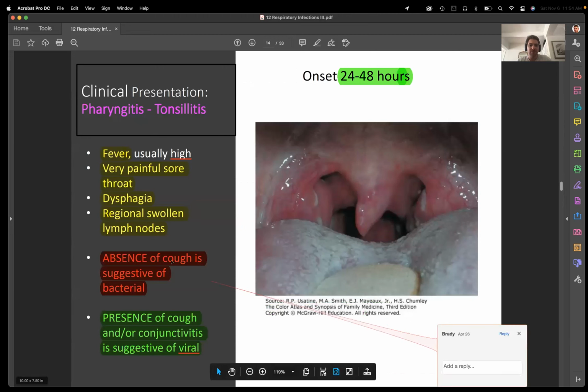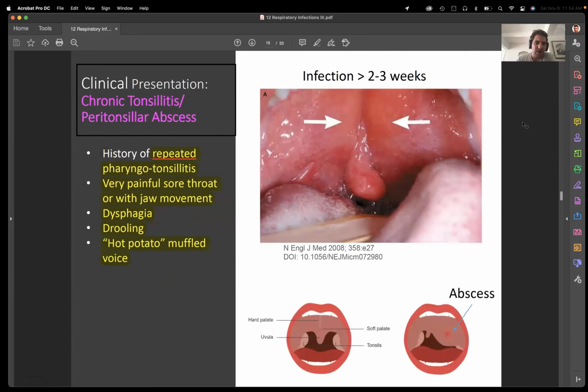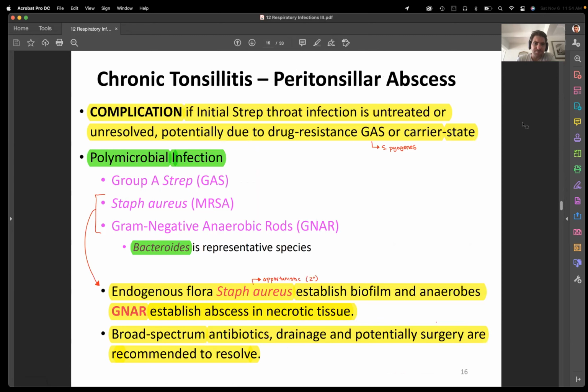Absence of a cough is suggestive of bacterial, okay? So if there's a cough, you could think of a viral infection. The reason they put these in the stems of the question is because you're going to see so many patients with this. So these are the things that are going to help you differentiate. All right, chronic tonsillitis.